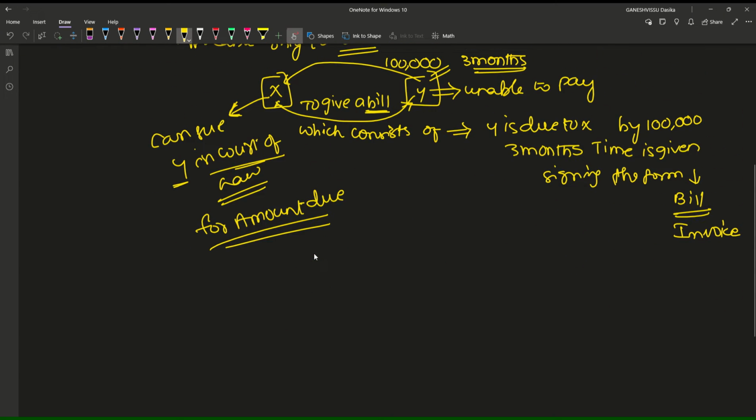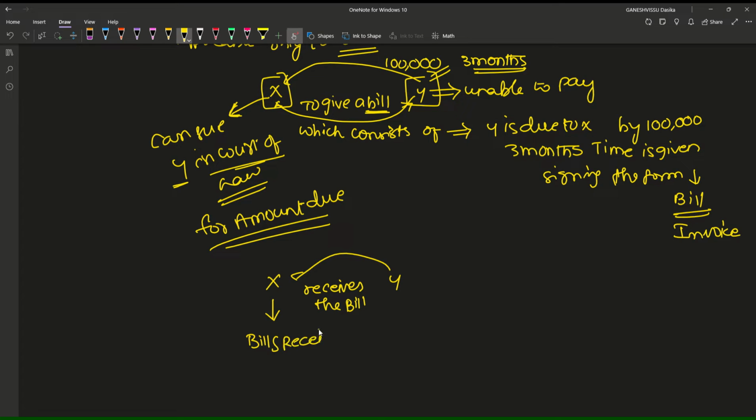With a bill, X and Y have some relation. When X receives the bill from Y, for X that bill would be bills receivable. And as Y is paying that bill to X, for Y that would be bills payable.